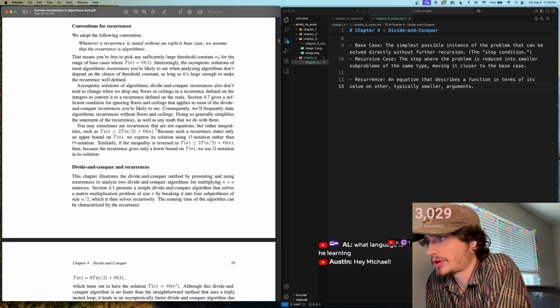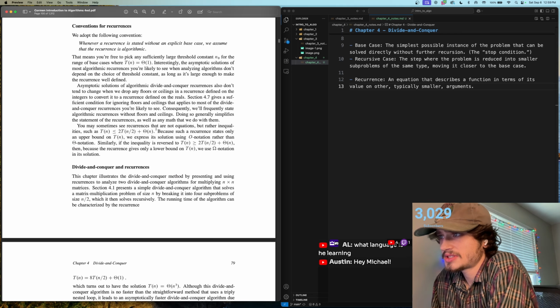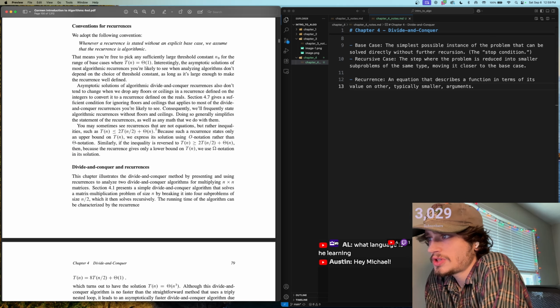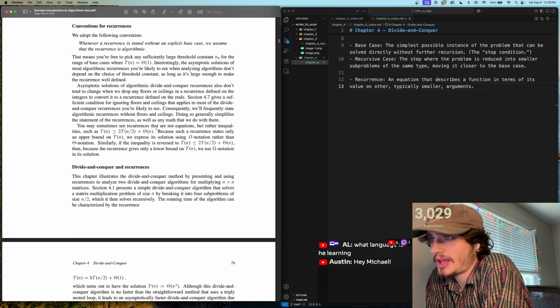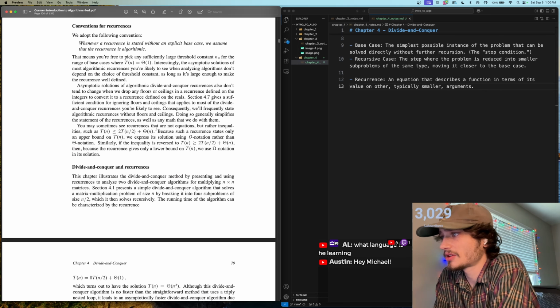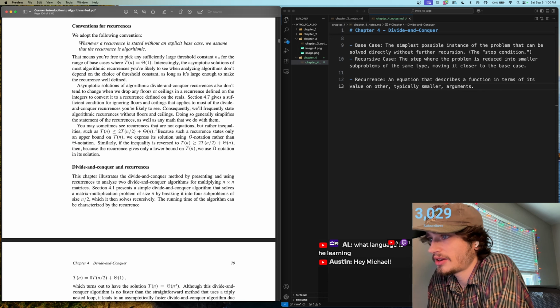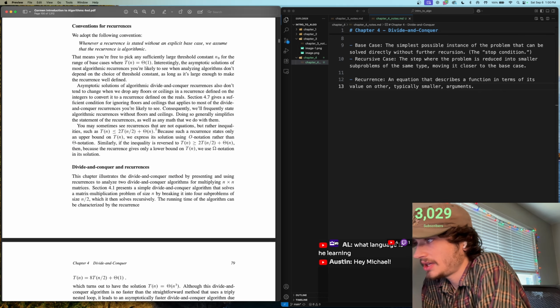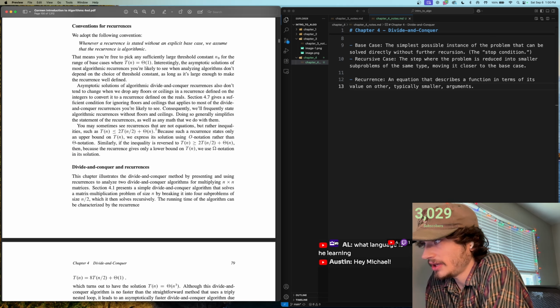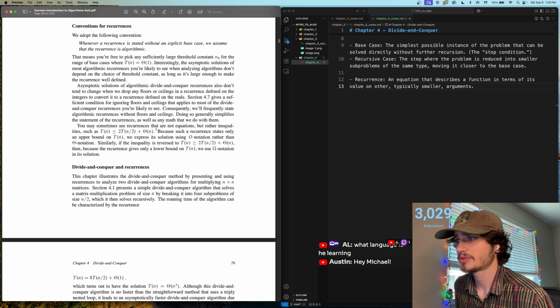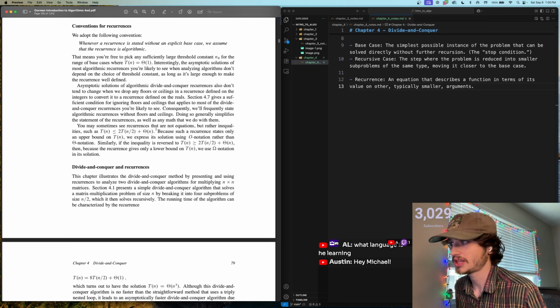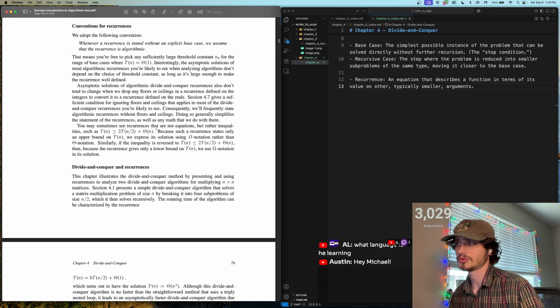You may sometimes see recurrences that are not equations, but rather inequalities, such as the recurrence T(n) ≤ 2T(n/2) + Θ(n). Because such a recurrence states only an upper bound on T(n), we express its solution using O notation rather than Θ notation. Similarly, if the inequality is reversed to T(n) ≥ 2T(n/2) + Θ(n), because the recurrence only gives a lower bound on T, then we use Ω notation in its solution.